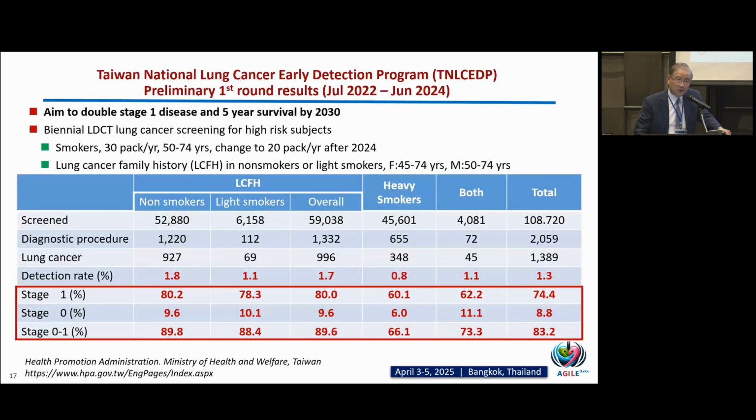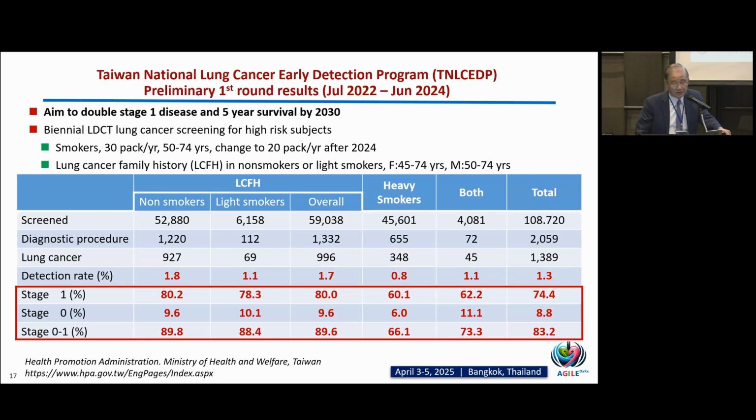So because 2/3 of our lung cancer patients, actually, did not have a smoking history, and lung cancer is the number one cause of cancer mortality in both men and women in Taiwan, we convinced our government to start a nationwide low-dose CT screening from July 2022. We aim to double the stage 1 disease and 5-year survival by the 2030s.